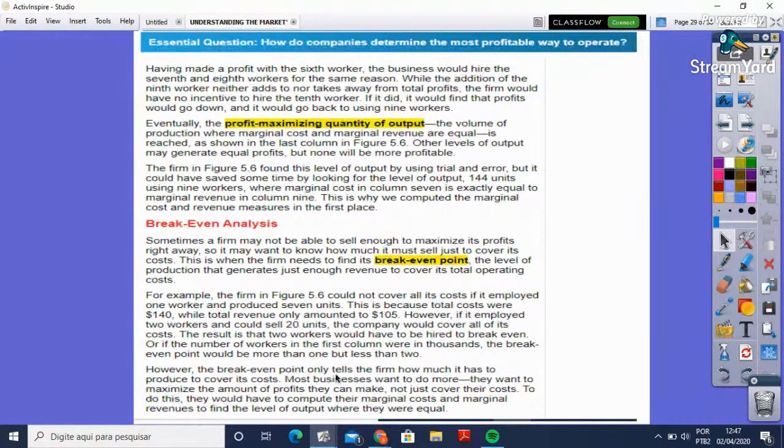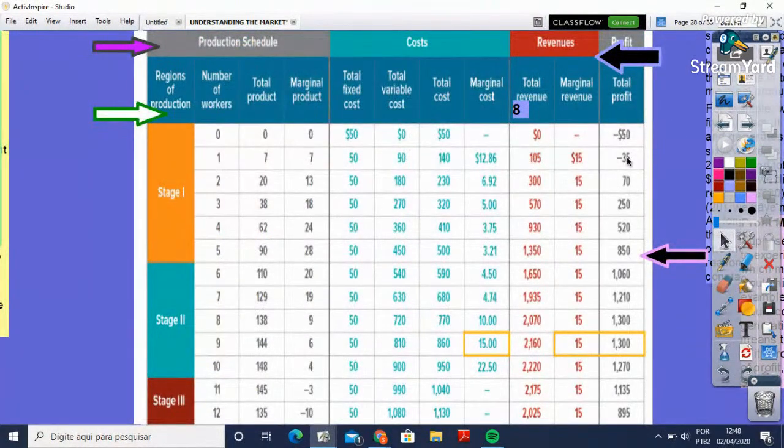However, the break-even point only tells the firm how much it has to produce to cover its costs. Most businesses want to do more than stay at the break-even point. They want to maximize the amount of profits they can make and not just cover their costs. If we take a look here, one employee, it's not even worth it. Two employees, it's okay, but it's not enough. It's okay for me to actually just pay for my costs. And here, if you look, you will see that I am producing my best between 6 and 7.